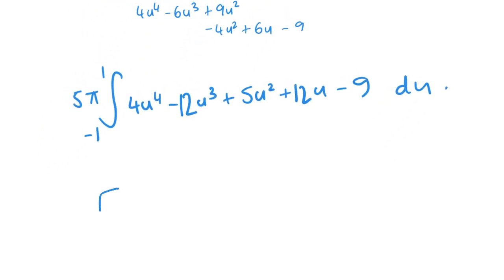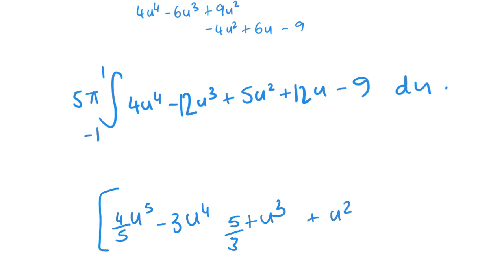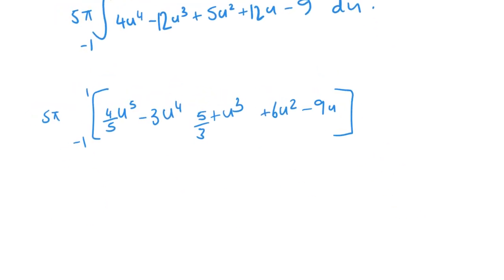Right, so now we're going to integrate. Increase the power by 1, divide by the new power. Do that for each term. Okay, so we're going to put it in between 1 and minus 1 and multiply the whole thing by 5 pi right at the end.